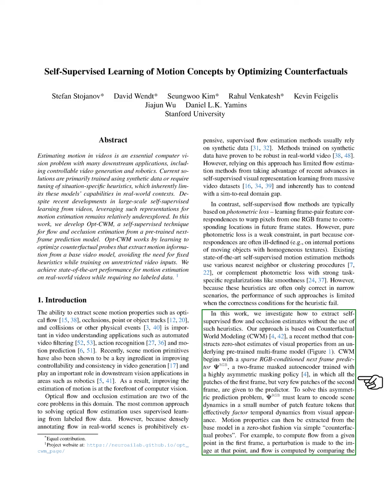We propose a new method called Opt-CWM, which extracts self-supervised flow and occlusion estimates without relying on these heuristics. Our approach is based on counterfactual world modeling, CWM, which generates estimates from a pre-trained model. CWM uses a two-frame masked autoencoder that learns to predict the next frame based on limited information from the current frame.